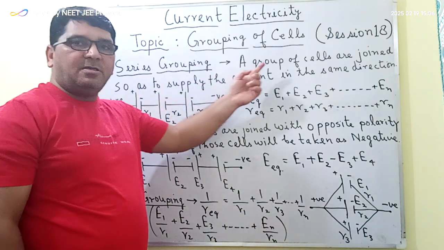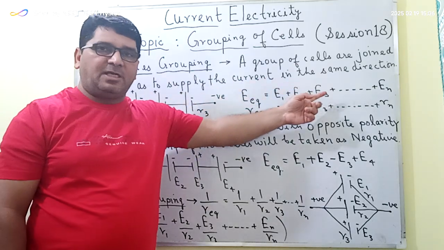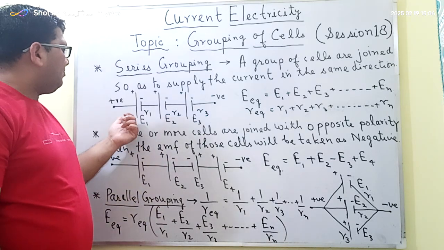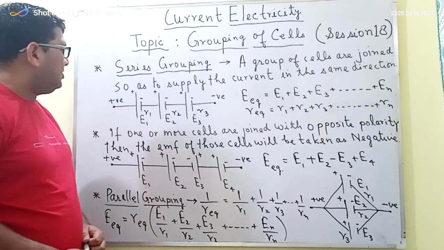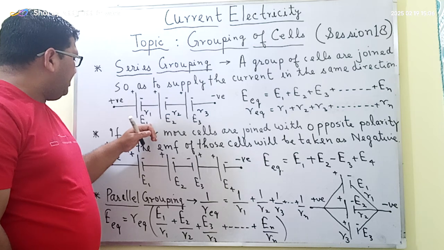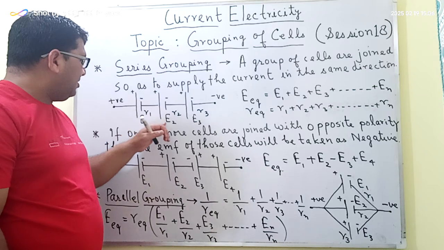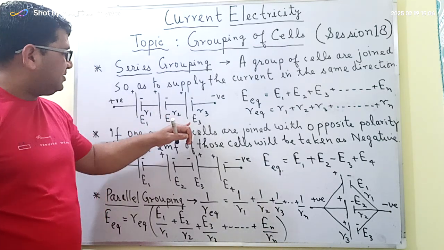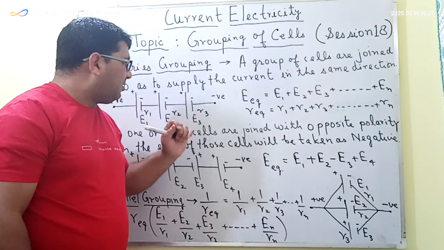In the series grouping, a group of cells are joined together so as to supply the current in the same direction. To understand this definition, I have made one simple diagram here in which there are three cells connected to each other in series with the same polarity. Cell number 1 has an EMF value of E1 and internal resistance of R1. The second cell has an EMF value of E2 and internal resistance of R2. And the third cell has an EMF value of E3 and an internal resistance of R3.